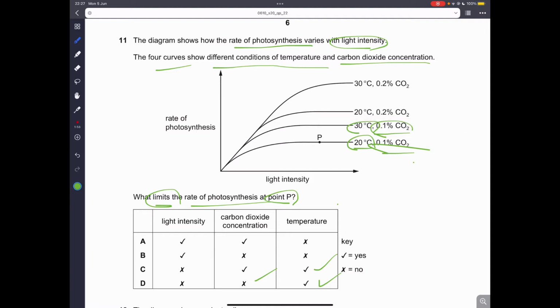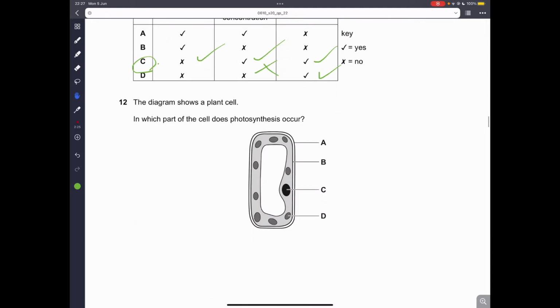It is the same. I'm sorry, it is the limiting factor as well, because the ones above them have 0.2% CO2, and so it is also a limiting factor. But the light intensity is not a limiting factor here because, as you can see, the graph becomes constant at some point, and therefore the light intensity is constant. Therefore, C is the correct answer.